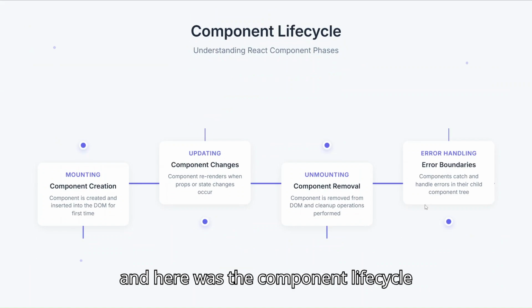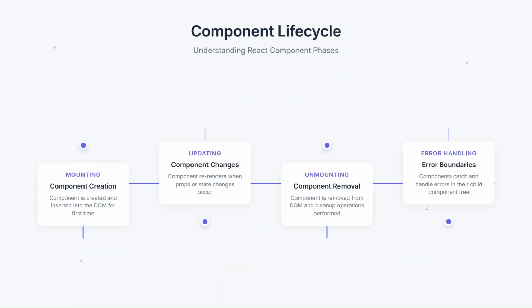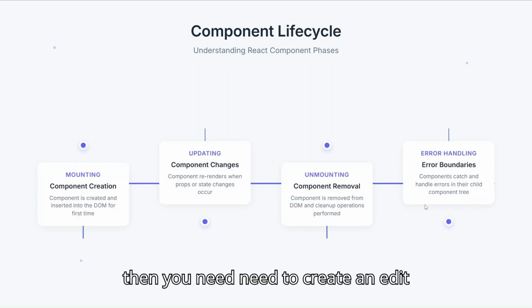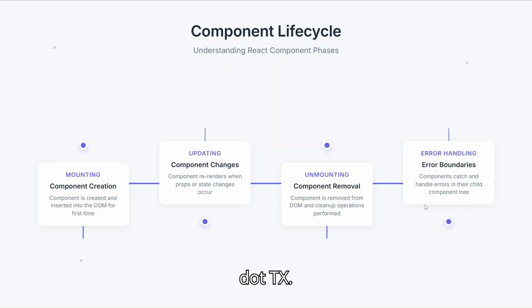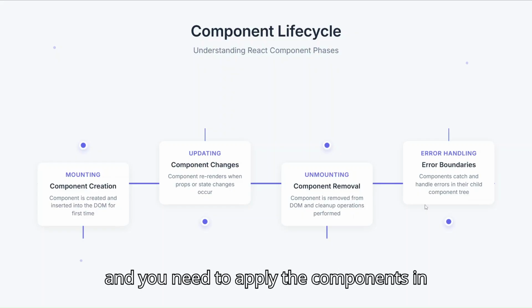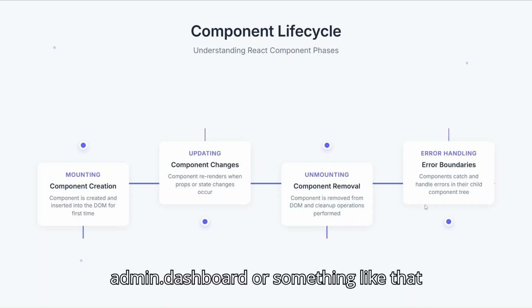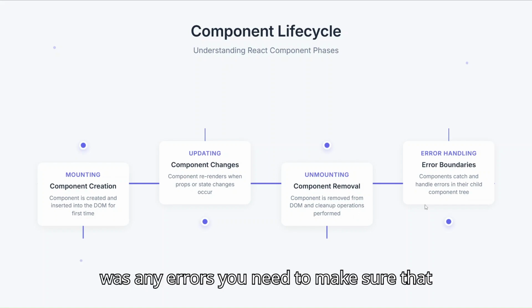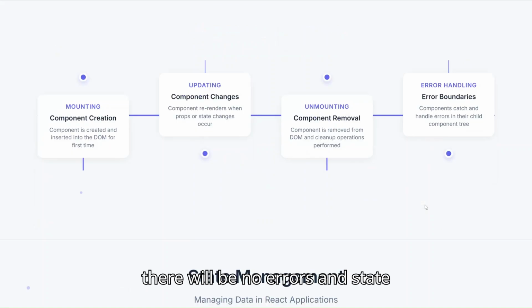And here is the component lifecycle. Mounting, component creation: you just need to create a component folder and then create a header.tsx and nav.tsx, something like that. And you need to apply the components in main, admin dashboard or something like that. After that, you need to remove the components from the DOM and cleanup operations will be performed. If there are any errors, you need to make sure that there will be no errors.